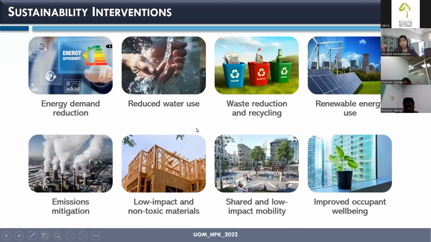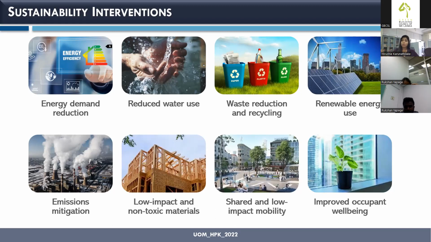So in buildings, you can actually, even at building level, so this is commonly used at power plant level, but even at building level, you can capture the carbon emissions in the flue gas by retrofitting it with carbon capturing technologies. And then using low impact, maybe recycled and non-toxic materials for construction.